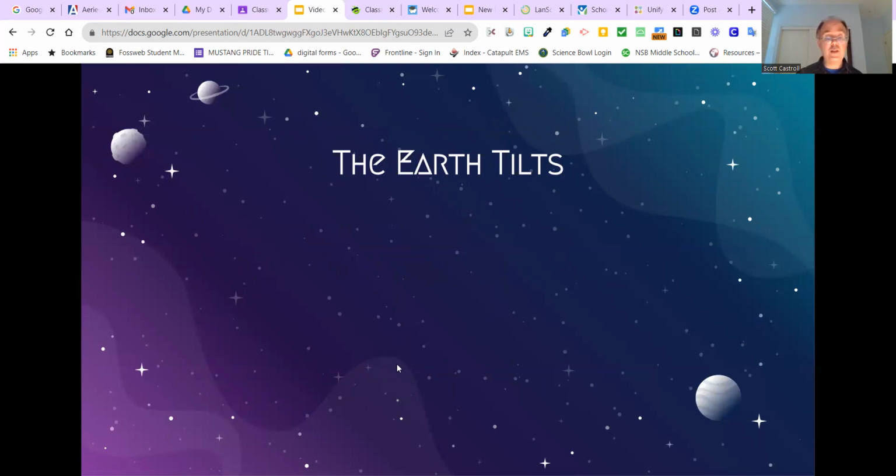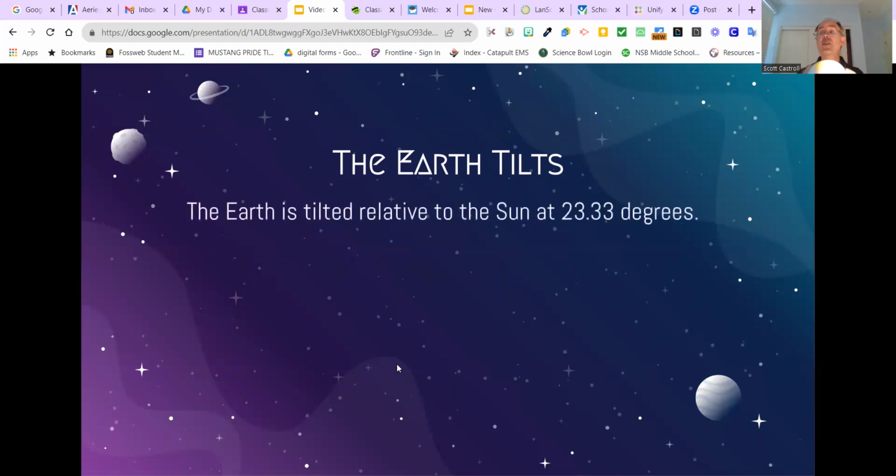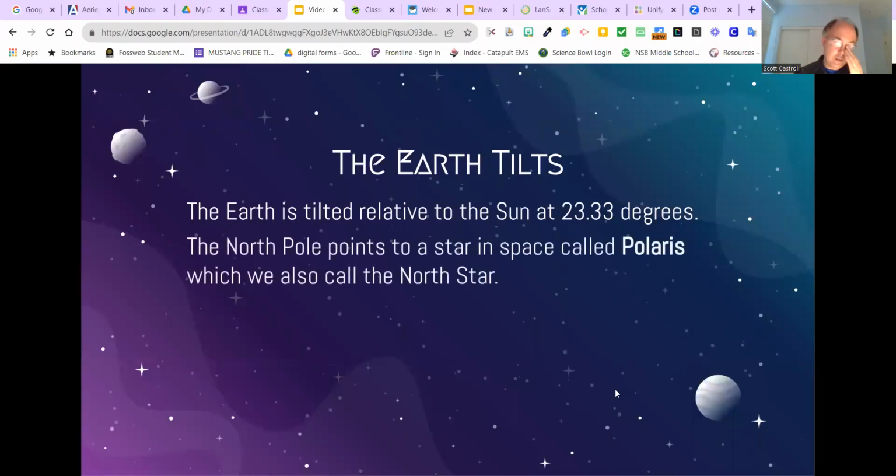So the Earth tilts at 23 degrees. So if this is straight up at 0 degrees, this would be how the Earth tilts at about 23 degrees. It tilts to the north. There's actually a star in space called Polaris, which we call the North Star. So when we talk about orienting how we look, we'll always remember that the axis of the Earth through the North Pole is pointing towards this one star.